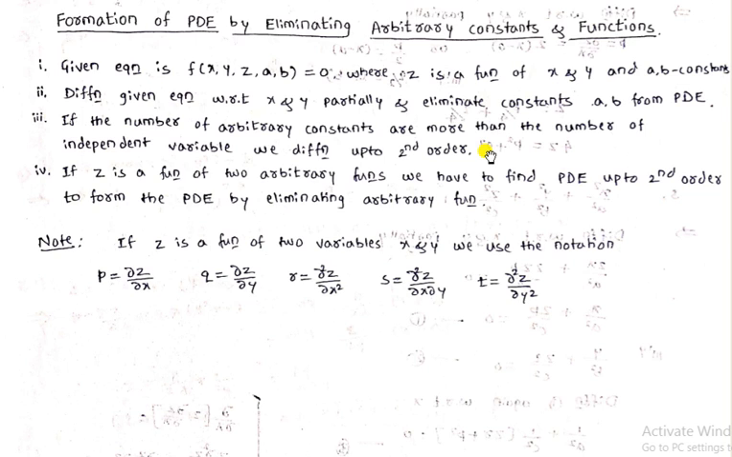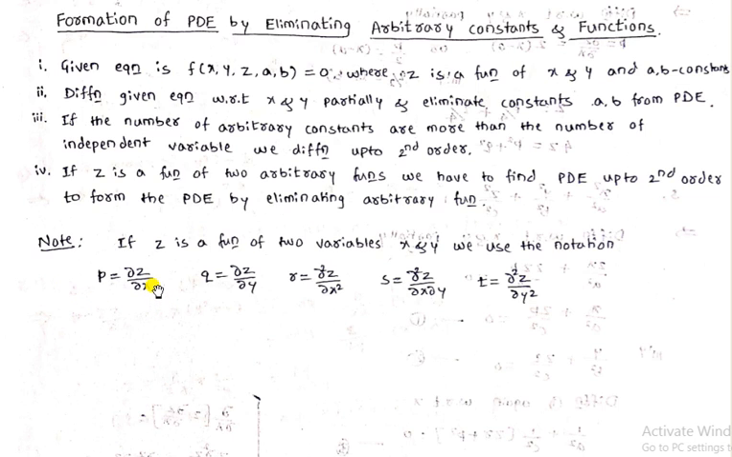If the problem contains a single function, then you differentiate to first order. If the problem contains two functions, then you calculate up to the second order. So if z is a function of two arbitrary functions, we have to find the partial differential equation up to second order to eliminate the arbitrary functions. And in PDE, you will remember this.